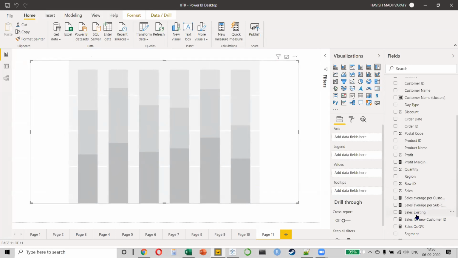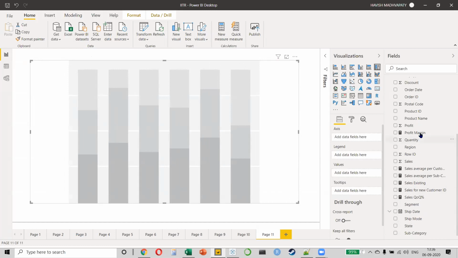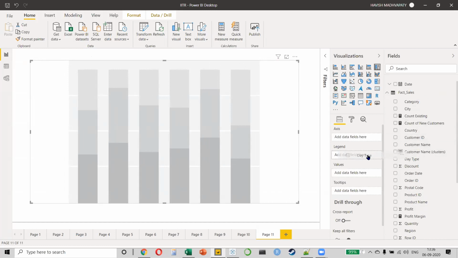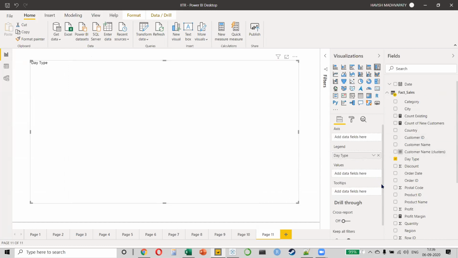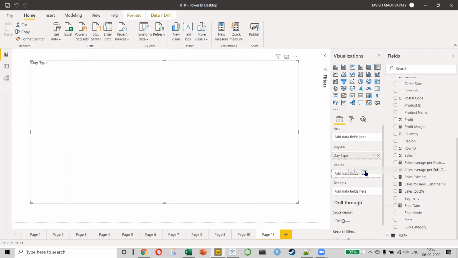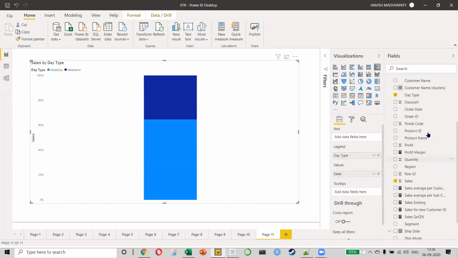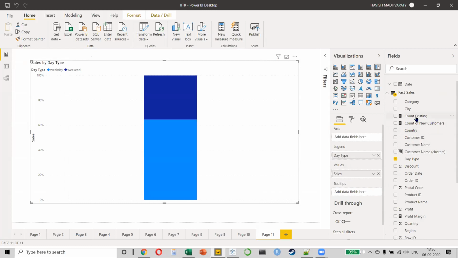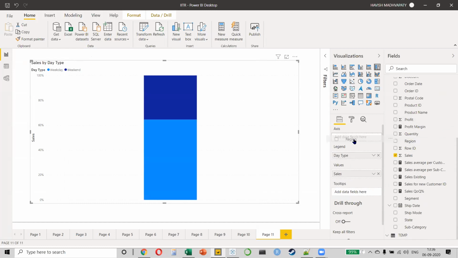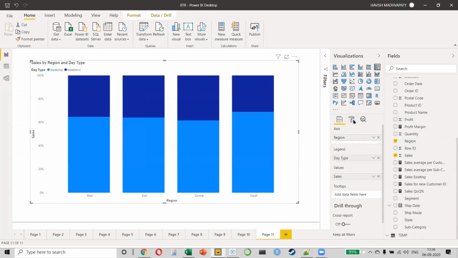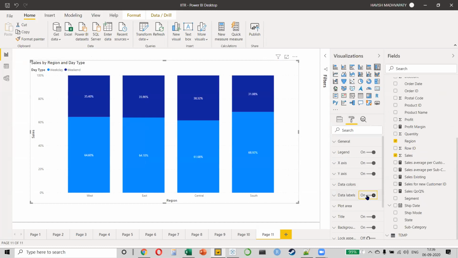In my legend, we will keep the day type. In my values, we'll keep our sales amount. And in our axis, we will keep the region. So do you see this? It is now telling us that West, East, and Central are 64, 64, 61%. And the highest contribution that is coming from weekday is coming in the South region.